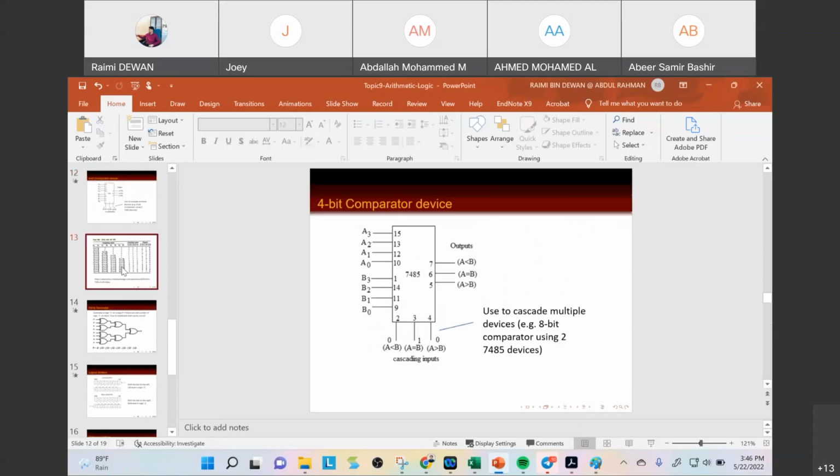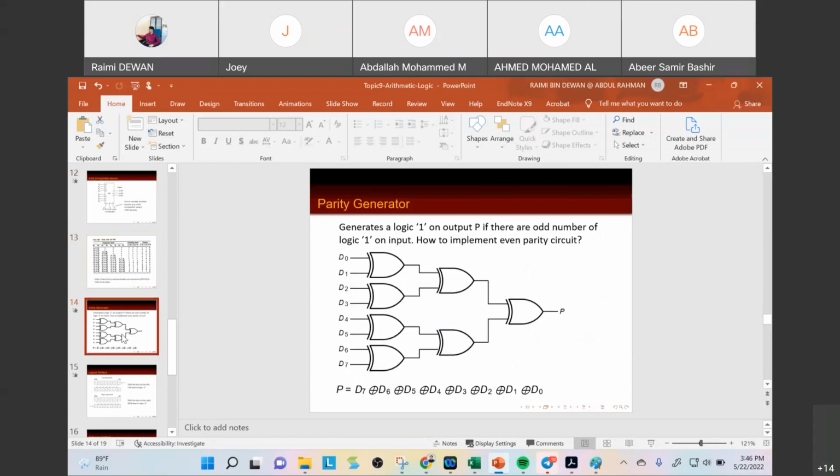What else? This one I put already. This one is parity.